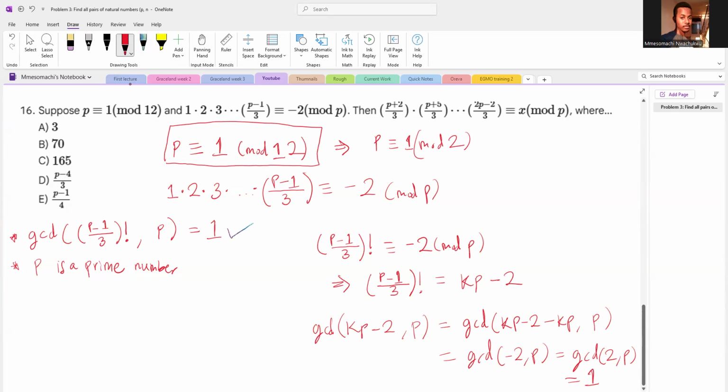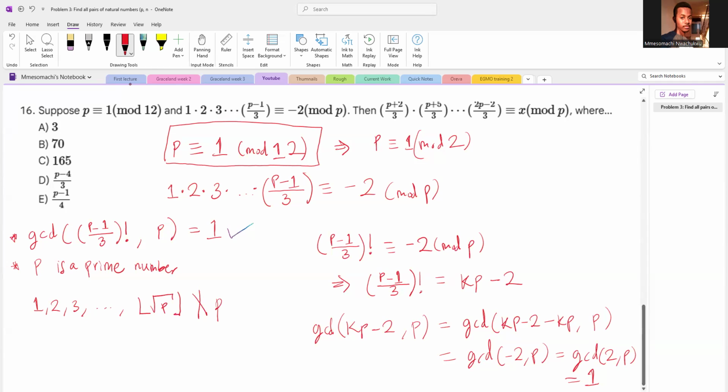So let me just mark it with green. Okay, so let's go back. Then the next statement: P is prime. For me to prove that P is prime, it is enough to show that all the numbers from 1, 2, 3 up to the square root of P, so less than or equal to the square root of P, are relatively prime with P. Basically, none of them divides P. This is one way of proving that a number is a prime number.